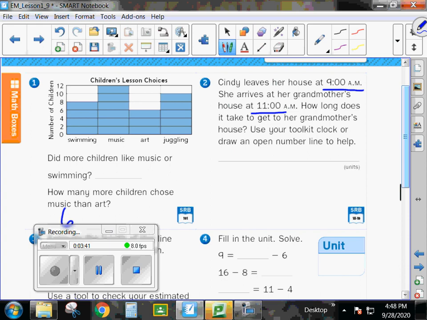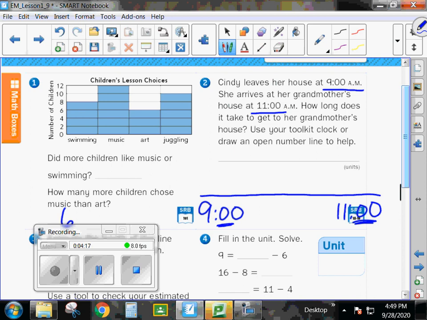Now for some of you, this just might be something that you can just kind of do in your head. But even if you can do it in your head, you can show me the steps that your brain took on an open number line. So if she leaves her house at 9 o'clock and gets to grandma's at 11 o'clock, now I can jump across this timeline, and so you can even just show me how your brain jumped. Now notice, both of them end with 00. Did the minutes change? No, we're going from 9 o'clock to 11 o'clock. So the minutes aren't going to change at all.